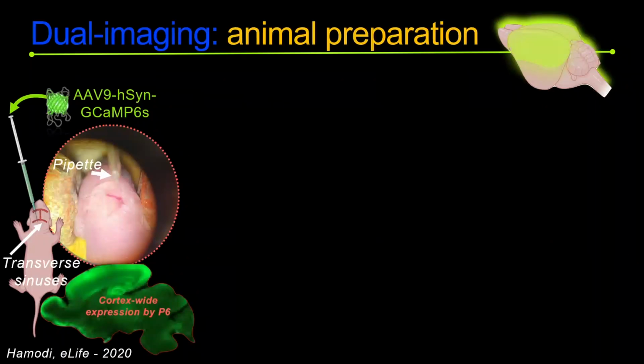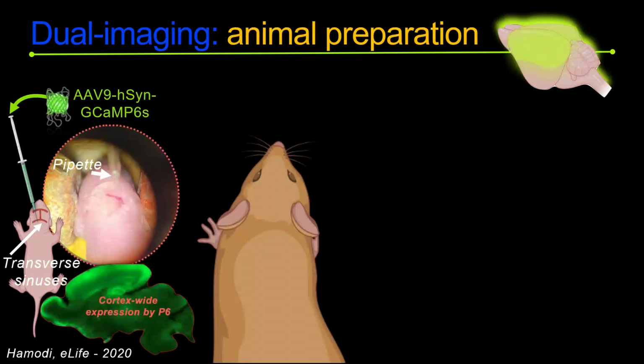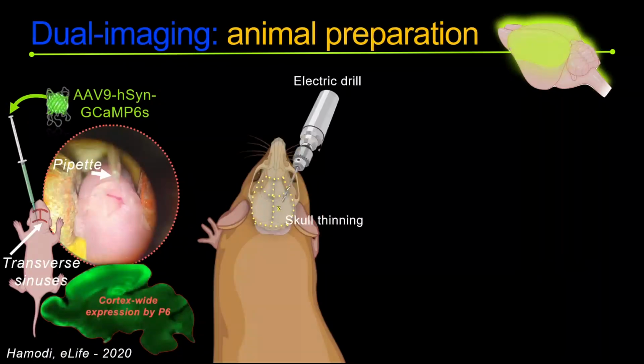So after we do the injection, the animals grow to be adults, and then at 3 months of age, we expose the skull to be able to do calcium recordings. So what we do is something called skull thinning. We manually drill on the skull, and we make it optically transparent and smooth, however, still completely intact, and that's crucial for the MRI side of the story.